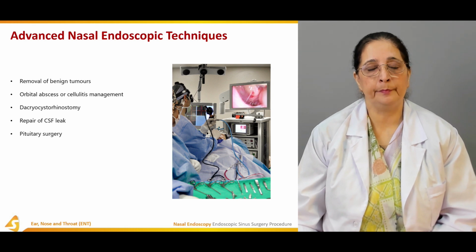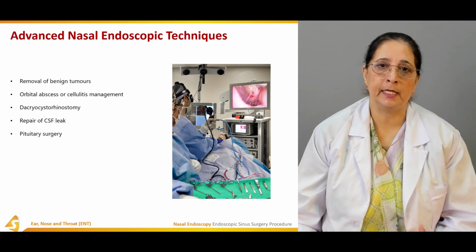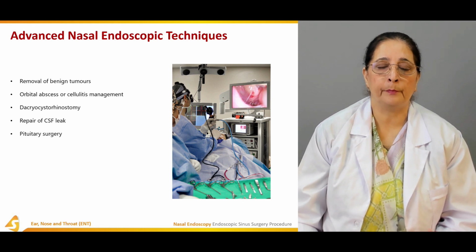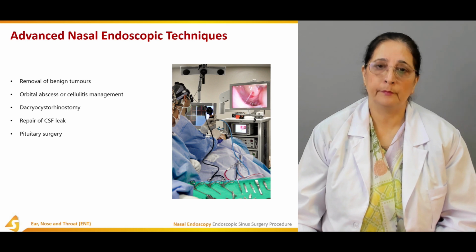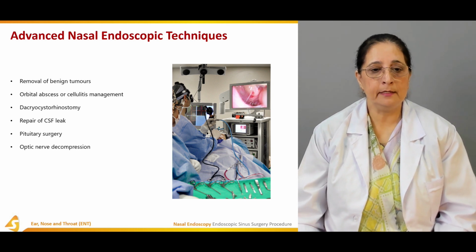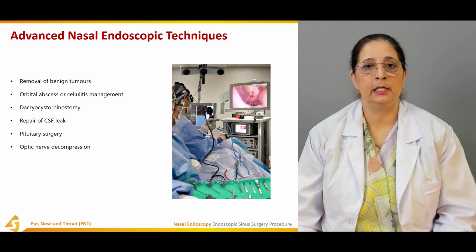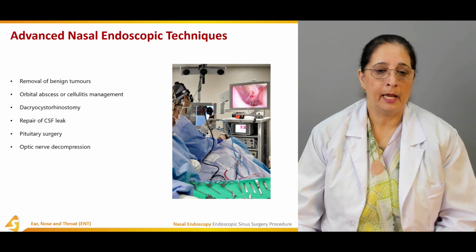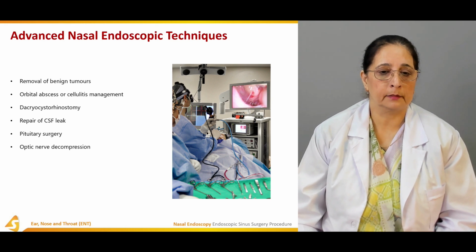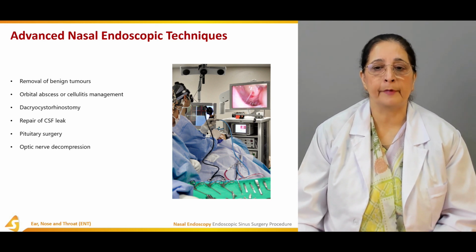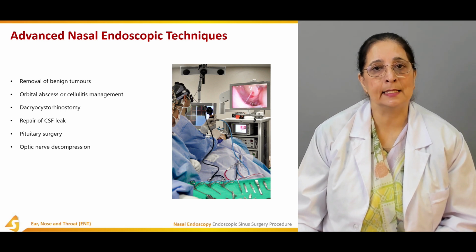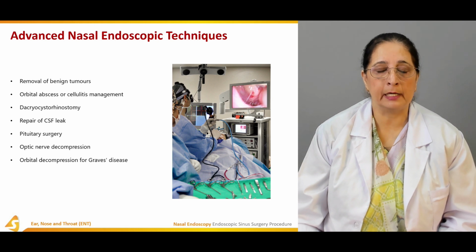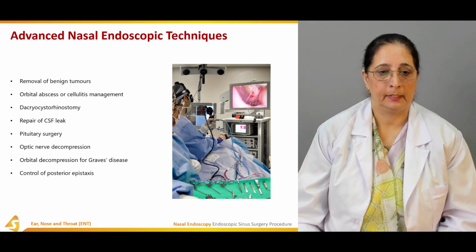Pituitary surgery. The pituitary is the gland present in the sella turcica, so that can be operated on by this procedure. Optic nerve decompression. Decompression of the optic nerve, that is the vision nerve, can be done using advanced nasal endoscopy. Orbital decompression for Graves' disease.